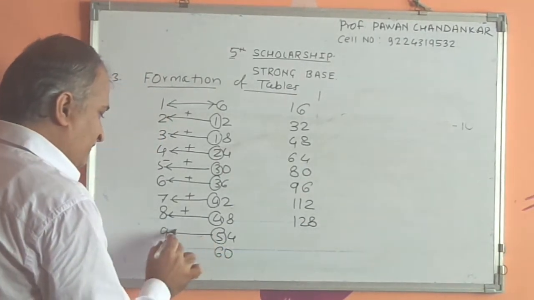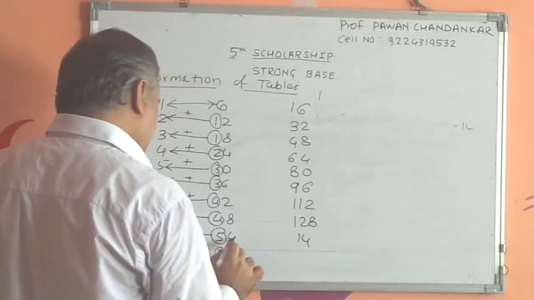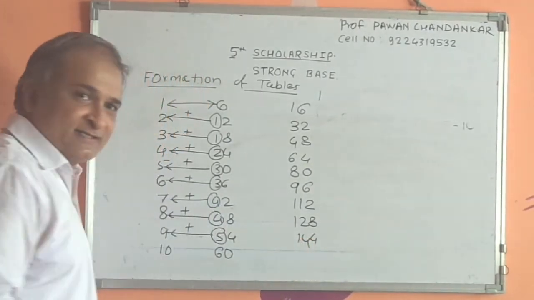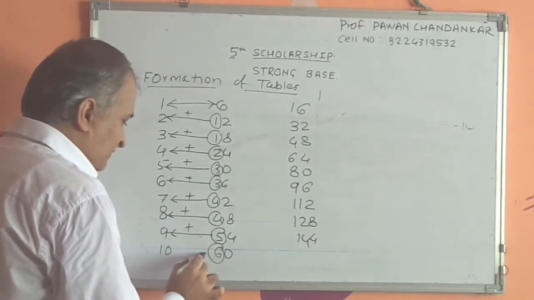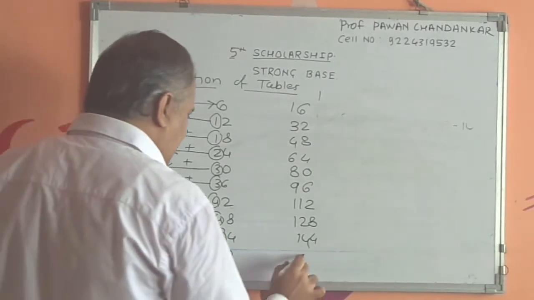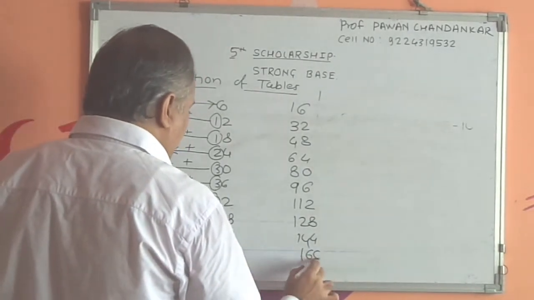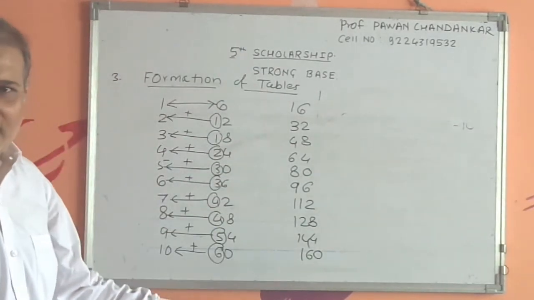Again this 5 will get added to 9. So 9 plus 5 is 14. And take 4 as it is. Okay, very good. Here in number 16, take the digit 6 and add it to 10. 10 plus 6 is 16. And write 0 as it is. So this is how we have made the table of 16.